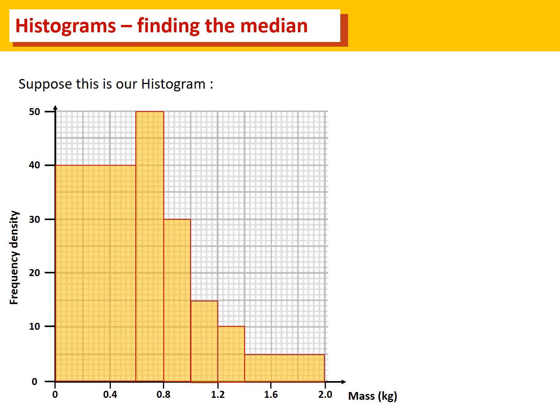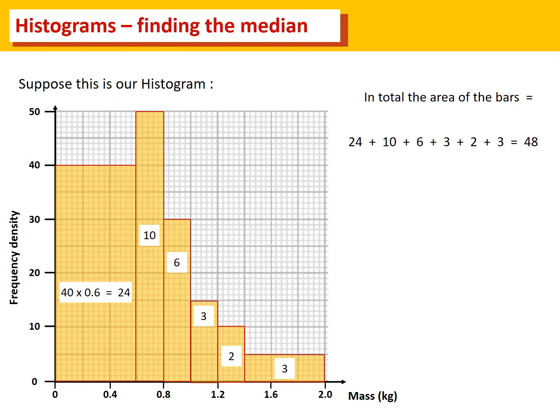Now, in this occasion, with it being a histogram, our data is given to us in diagram form, and it's the area of the bars that represent the frequency. So that first bar, that's 24 things. And working our way through, those are the areas of the bars. So our total area, if we add the totals of the areas of the bars together, is 48. So our median is the value that divides our histogram into two areas of 24.